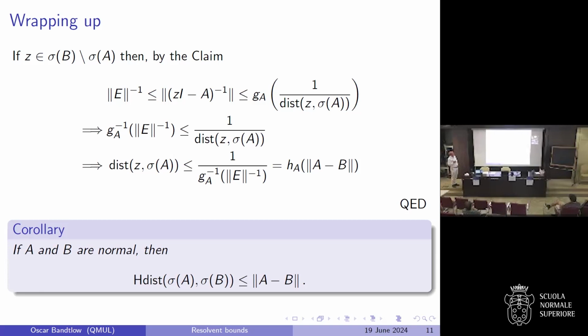So the whole thing now says if Z belongs to the spectrum of B, then the distance of this point, the spectral point of B, to the spectrum of A, must be bounded by this number over here, okay? H of A times the norm of A minus B. And the particular consequence of this is, remember, if A and B are normal, then my function G was simply the identity. So in this case, the inverse is also the identity. So in this case, you get that this function H of A is actually the identity as well. And we get the result that if A and B are two normal operators, then the Hausdorff distance of the two spectra is simply bounded by the difference in operator norm. Okay. But this is very, very peculiar to normal operators.